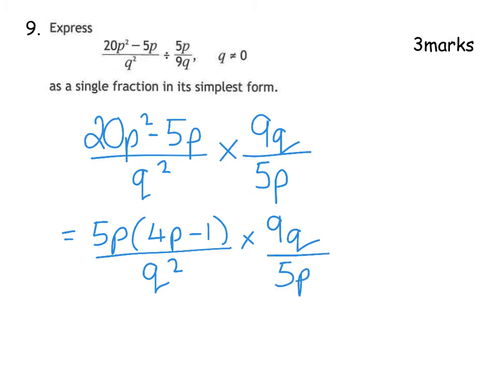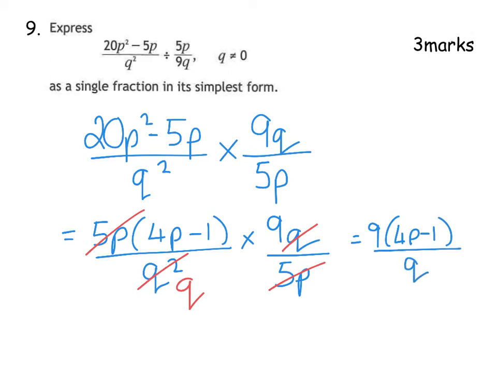Right, we're going to start cancelling diagonally. 5p and 5p will cancel out. A q will cancel there with the q squared, leaving you with a q. So your final answer will be your bracket times 9. I'm going to do it over here. So you've got 9 times your bracket, and on the bottom, we've simply got a q. So there is your final answer for that one.